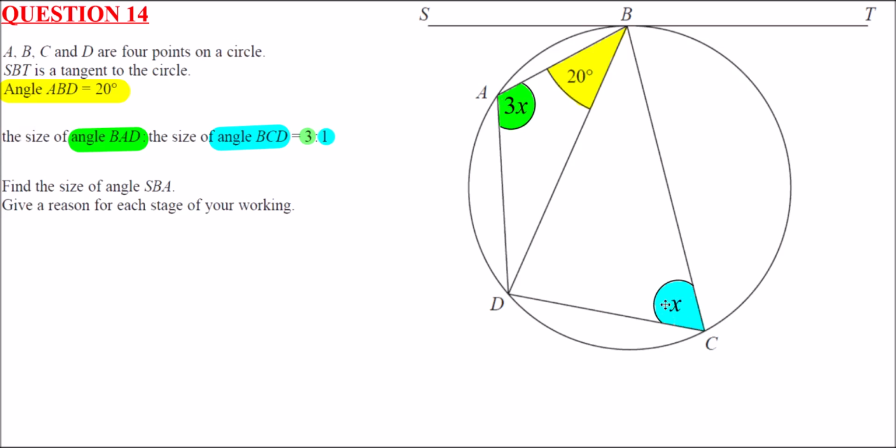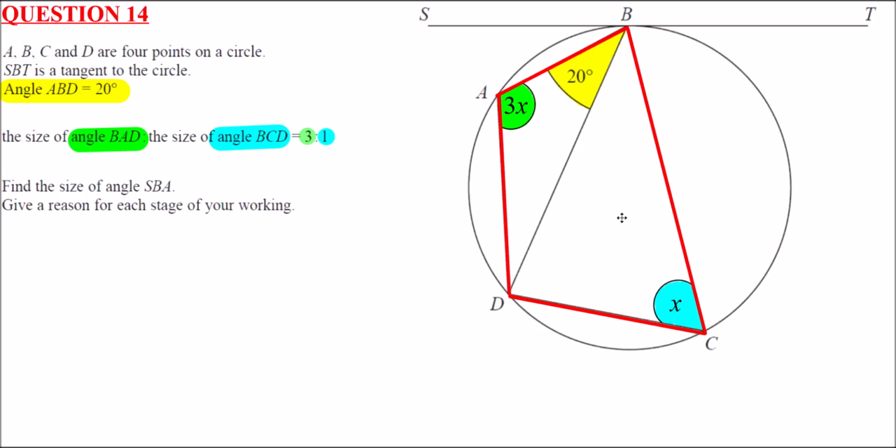At this point, we need to return to what the question told us. A, B, C and D are all points on the circumference. Therefore, A, B, C and D forms a cyclic quadrilateral. For a cyclic quadrilateral, we need to remember a key circle theorem property, and that is that opposite angles in a cyclic quadrilateral add up to 180 degrees.